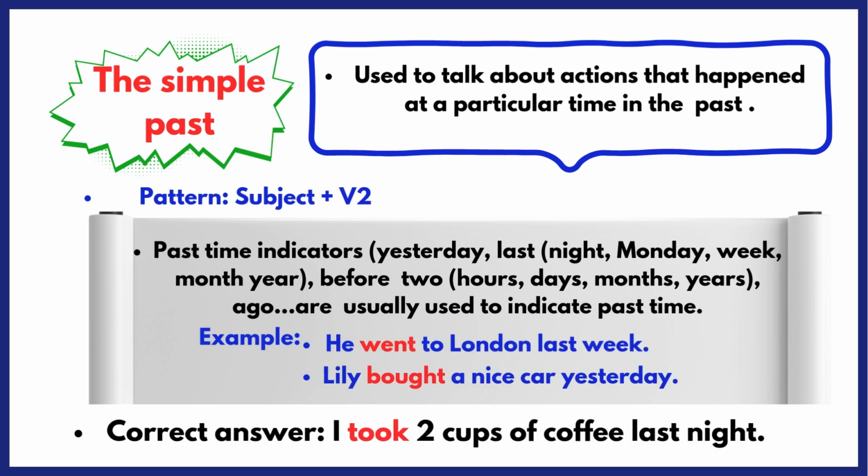Example: he went to London last week, Lily bought a nice car yesterday. In these statements, last week and yesterday are used in simple past tense forms to show the actions were completed in the past. Therefore, the correct answer for question number 3 is, I took 2 cups of coffee last night.